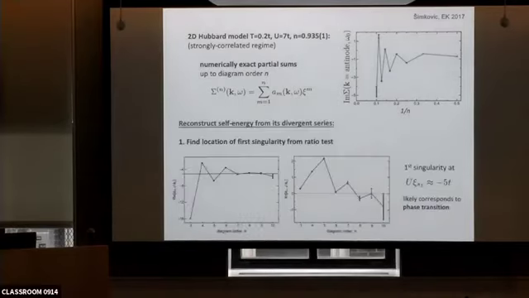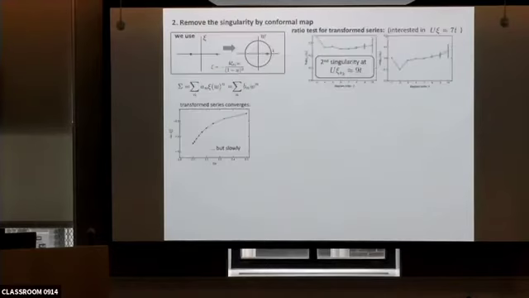The approach that we take is, well, we start by locating the singularity on the complex plane by just looking at the simple ratio test. We can find it roughly like this, and for this particular data, it's -5. We don't need to know the location of the singularity too accurately, because what we do first is apply a conformal map.